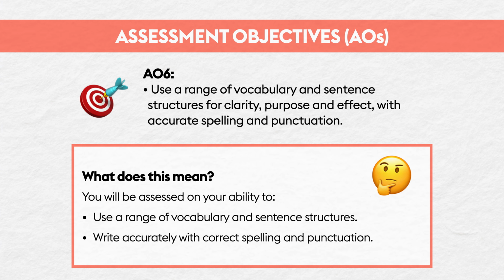AO6 is also assessed in the writing section in Question 5. This is about your technical accuracy. In simple terms, you need to use a range of vocabulary and sentence structures while also spelling and punctuating accurately. AO6 is worth 16 marks in Question 5, so accuracy really does matter. Try to show control over your sentences, use punctuation carefully, and check your work at the end if you have time.